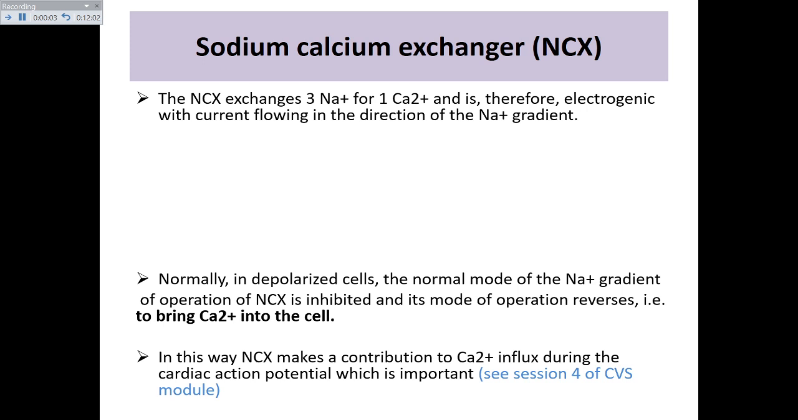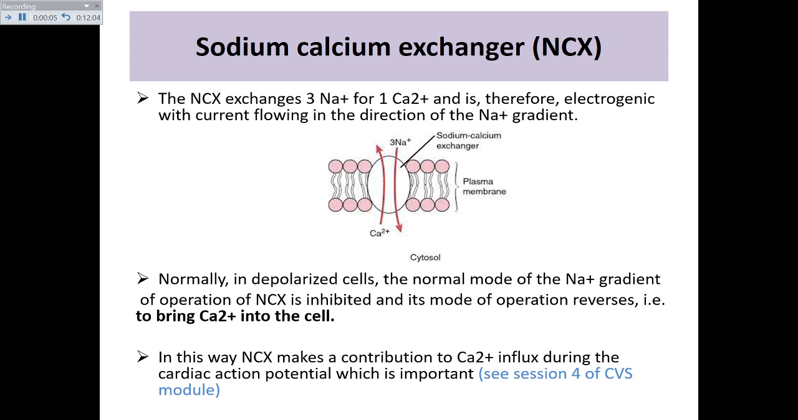Sodium calcium exchanger, as we said, exchanges sodium for calcium, 3 sodium in, 1 calcium out. So it creates an electrochemical gradient, it is electrogenic. Why is it called electrogenic? Because it creates a potential difference. 3 sodium come in, that is 3 positive charges, while 1 calcium goes out, which is 2 positive charges. So it creates an electrical gradient or potential difference between inside and outside.